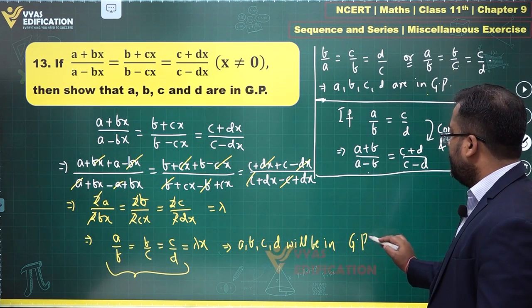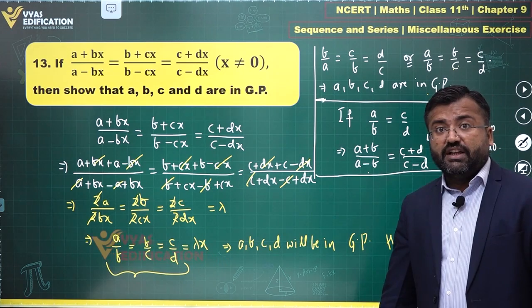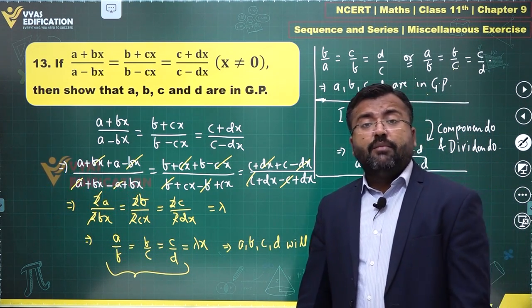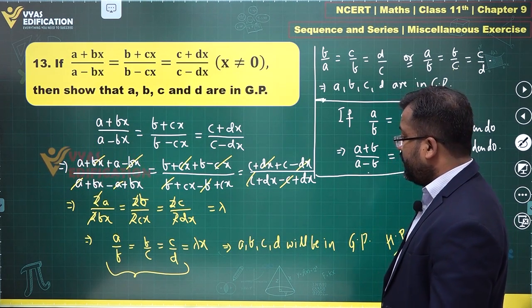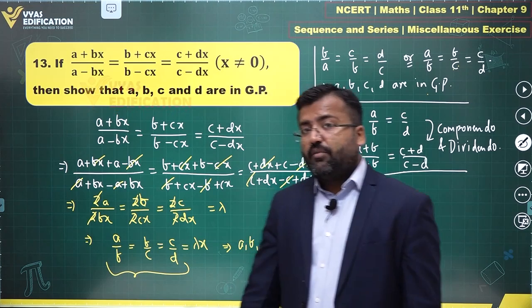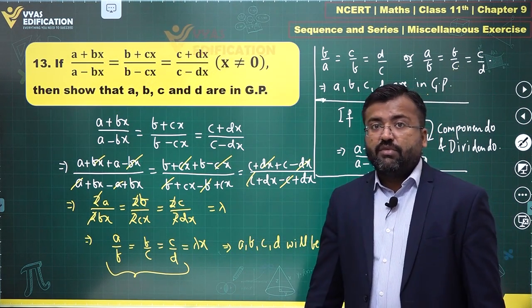GP. That's what you can observe. And that's the complete proof of this question number 13, as you can see over here. Is that all? Yes. What will be the common ratio of this GP? That's the important thing to note. So the common ratio is actually B upon A. That will be the reciprocal of this, that is 1 upon lambda x. Okay, that's all. Other than that, nothing else. This is question number 13.